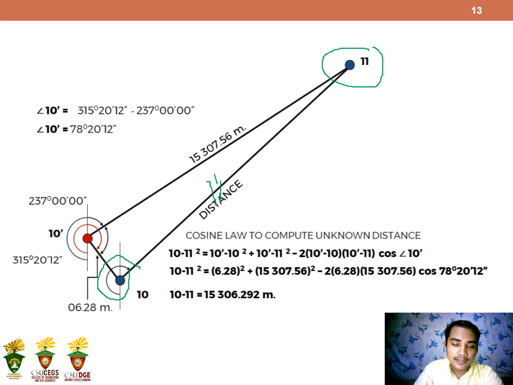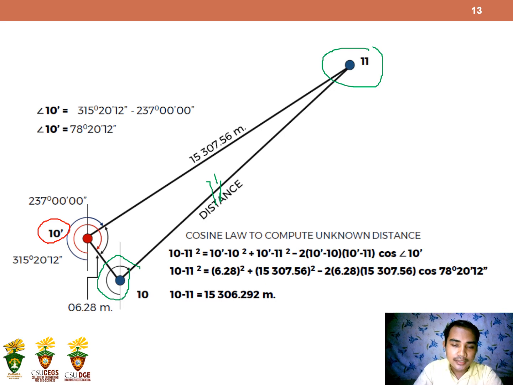they decided to have an eccentric station which is named 10 prime. By the way, class, before I forget, an eccentric station should not be far from the true station. It is just shifted slightly, so that the target station can be seen and we can take measurements.